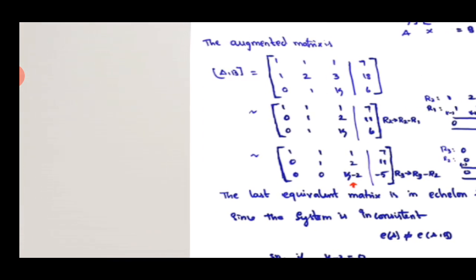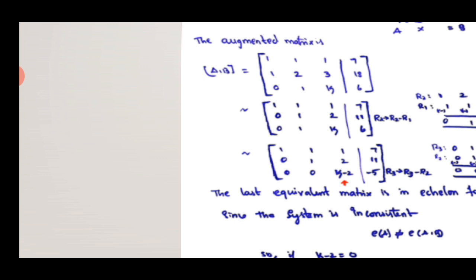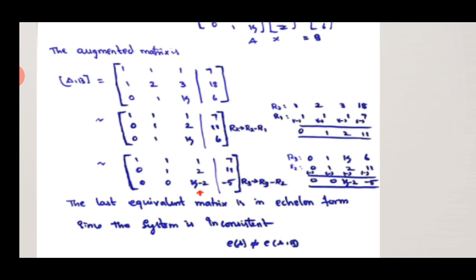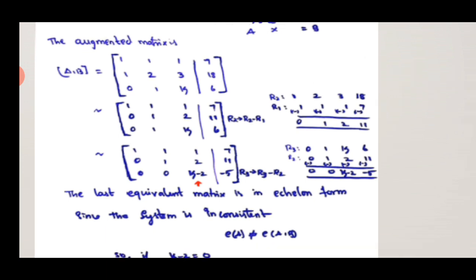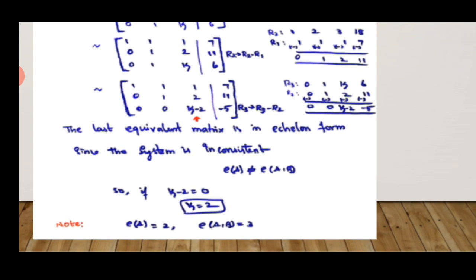The second row first place is 1, and the first row first place is also 1, so it is very easy. So the transformation is R2 implies R2 minus R1. R2 entries are 1, 2, 3, 18, and R1 entries are 1, 1, 1, 7. For R2 minus R1, give a minus to the R1 row and subtract it. You get 0, 1, 2, 11. Take it and fill it in the second row. So we got this one.